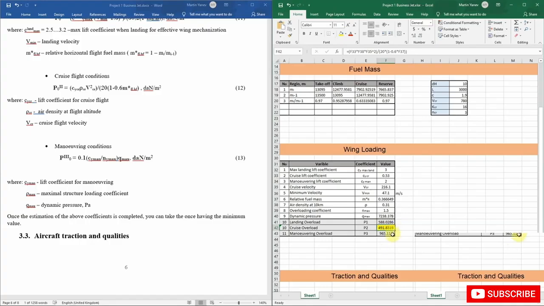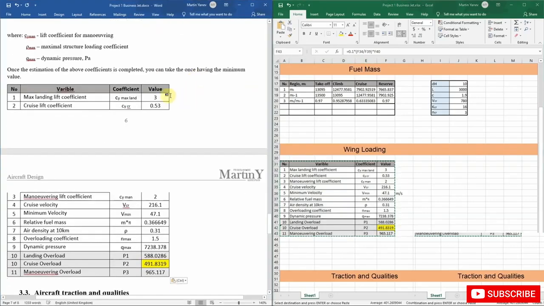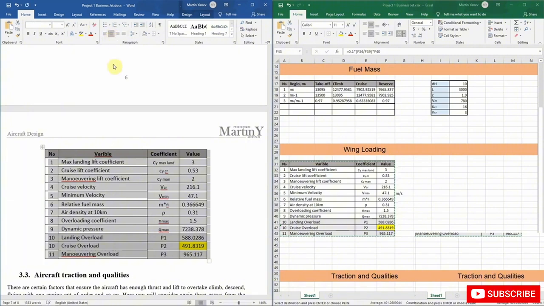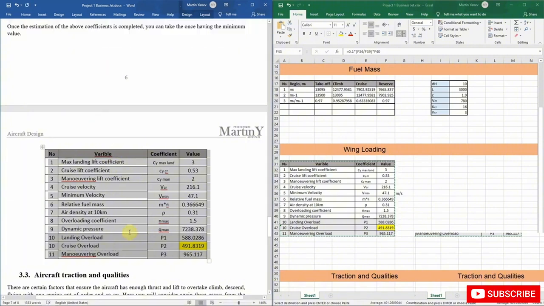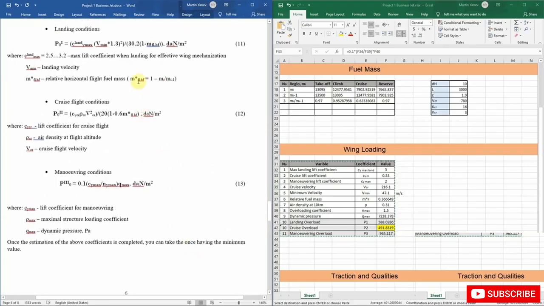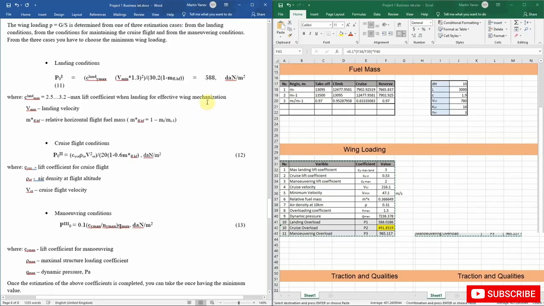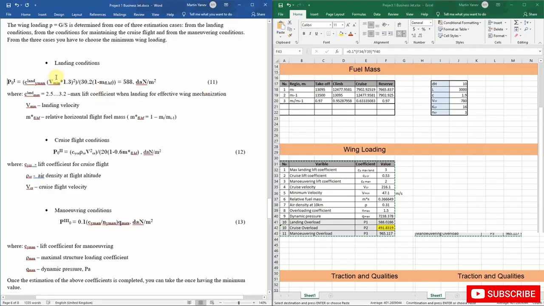So that was, guys, everything for today. I will just put the table here and we're ready for today. So let's add the table in our project. Here we go, let's put it in the middle, and we're ready. We took this overload, and I would then simply put in the answers of our equations. So the landing overload was equal to 588 daN per meter squared. Okay, that's it. Let me just make it look nicer.